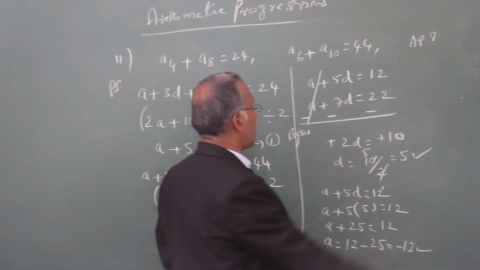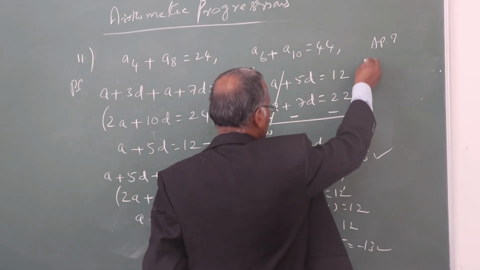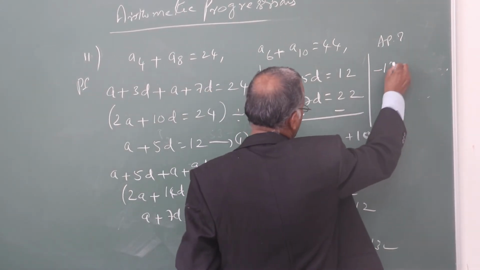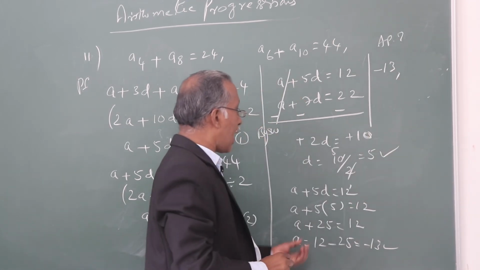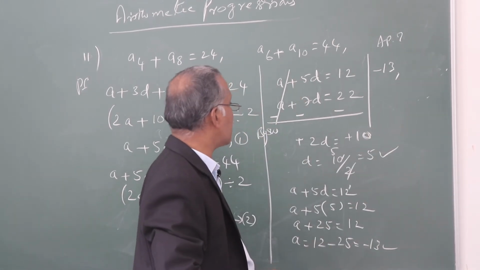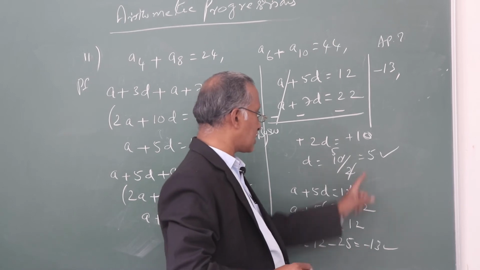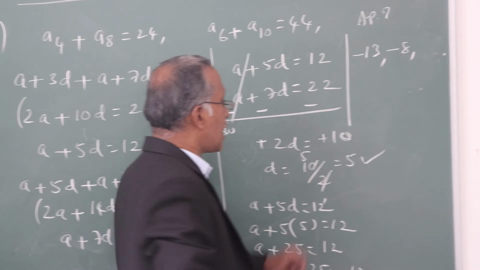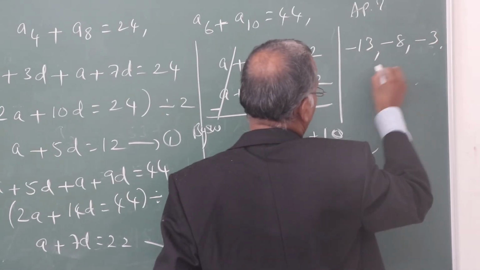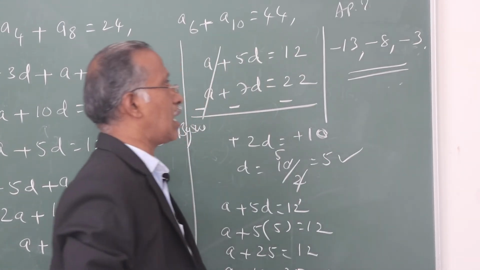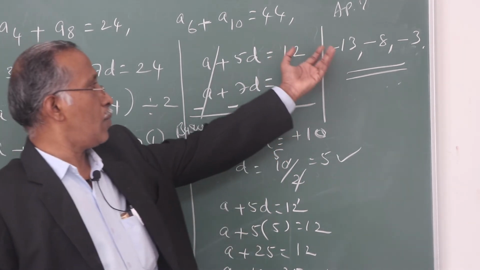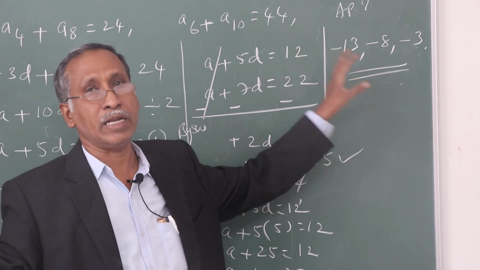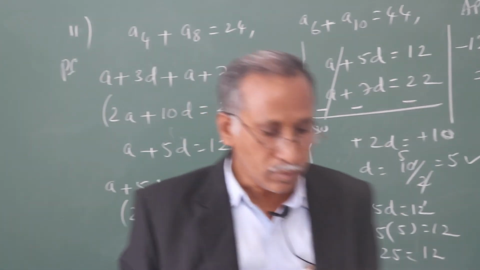Common difference is 5. They asked us to find out the first three terms. Which is the first term? A is minus 13. Second term, add the common difference here. What is the common difference? 5. Minus 13 plus 5 is minus 8. Minus 8 plus 5 is minus 3. These are the three terms they asked us to find out. So minus 13, minus 8, minus 3 are the three terms of the AP.